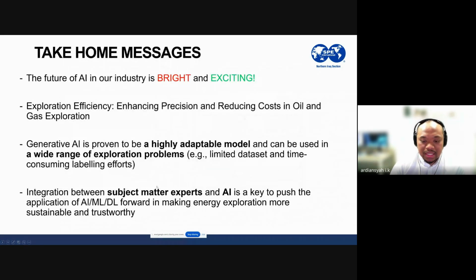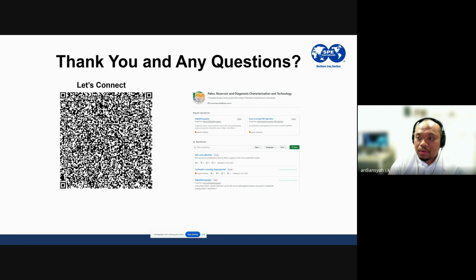And lastly, as always, when it comes to the application of AI in our field, it is paramount for us to integrate subject matter expertise and AI to be able to really push the application and get the most benefit from this technology, making energy exploration much more sustainable and trustworthy. So that's all from my side. Hopefully it's clear, and thank you very much for all your attention, and I'm happy to answer any questions. Thank you.